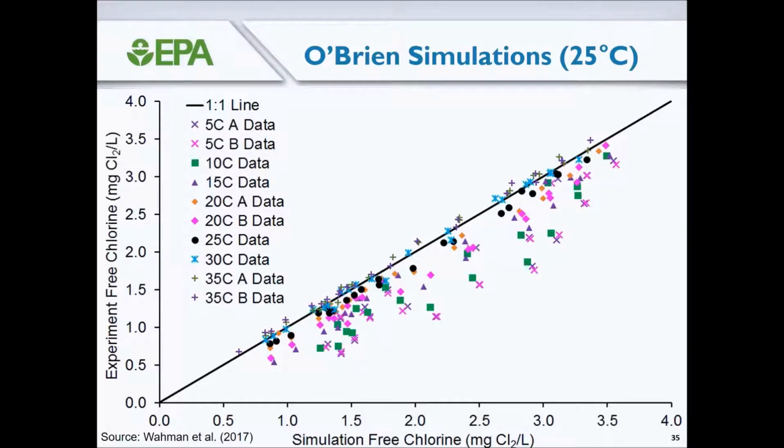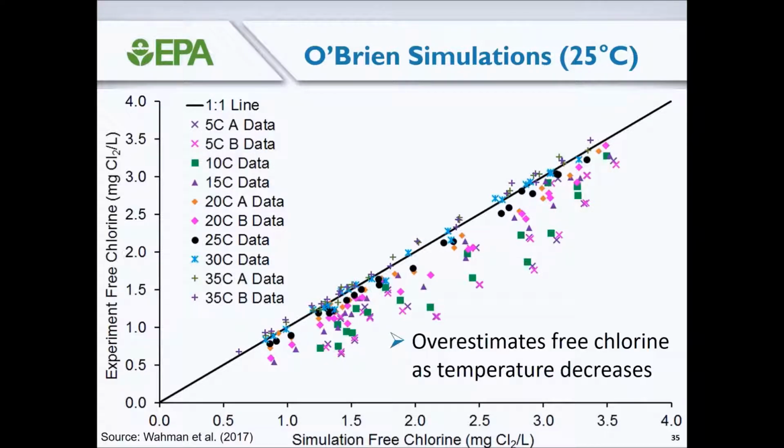We're able to use UV absorbance for this because we're working in clean water, plotted against the free chlorine concentration simulated using the O'Brien model, which is only valid for 25 C, just to highlight that if the model was simulating the data perfectly, the points would all fall on this one-to-one line I'm showing here. And that's not the case. And what you see is that the model is overestimating free chlorine concentration as temperature decreases, which just highlights that we can't use this model at all temperatures, and we need to account for temperature.